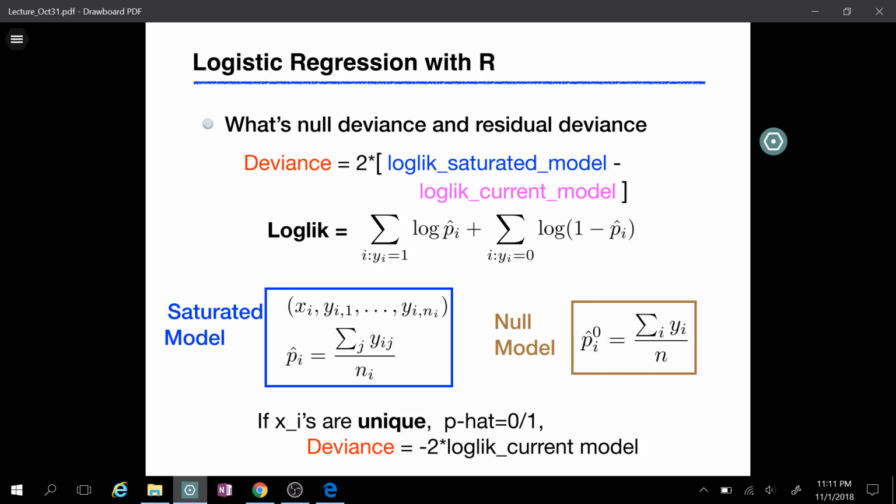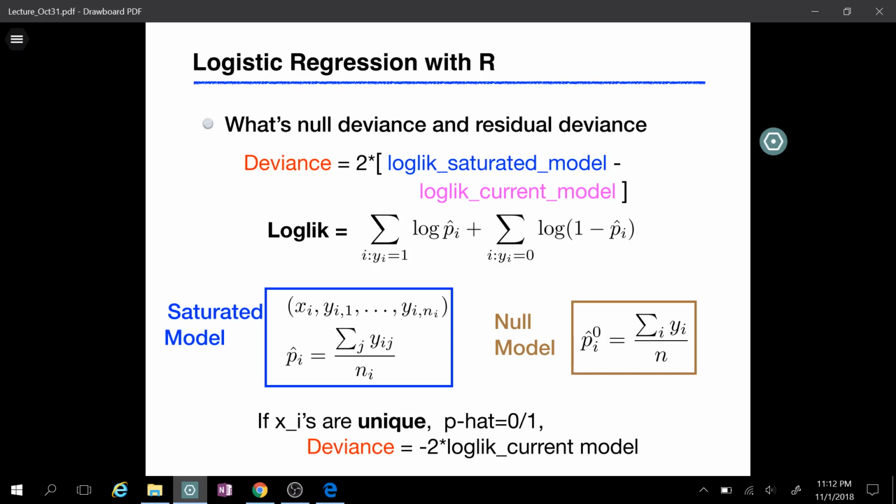And so what is log likelihood? For every observation xi, yi, we have the estimated probability pi hat. If yi is equal to 1, what's entering the log likelihood computation is log of pi. If yi is equal to 0, what's entering the calculation is log of 1 minus pi. So we know how to calculate log likelihood.